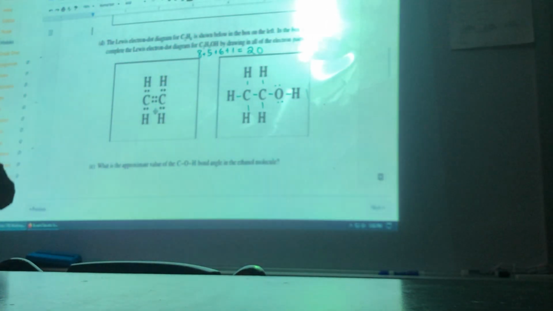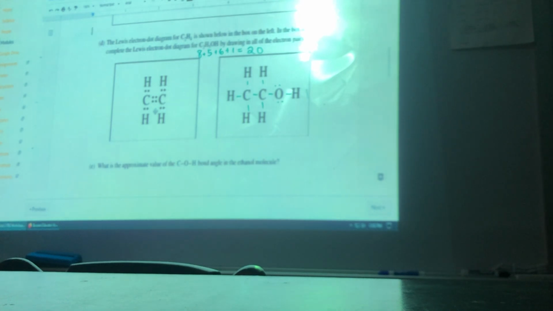7, 12, 20. 2, 4, 6, 8, 10, 12, 14, 16, 18, 20. There are no double bonds, so there's no resonance here. That's the only structure that works. That would be your answer.